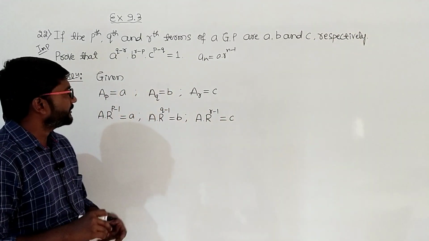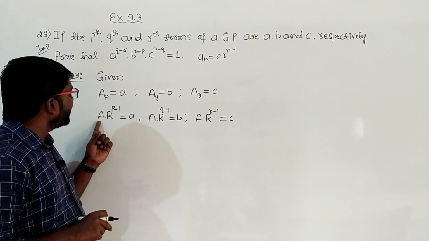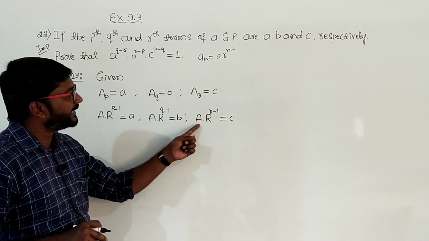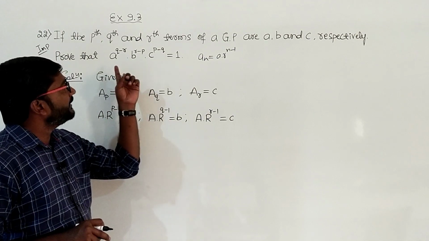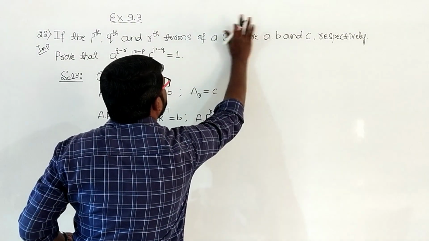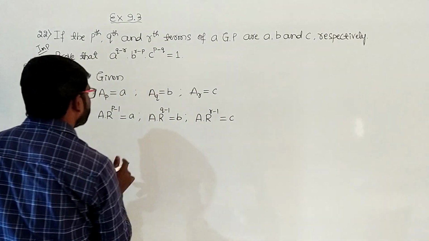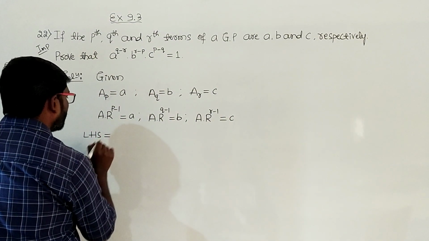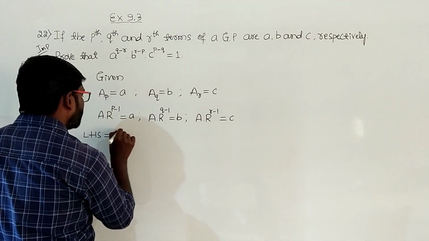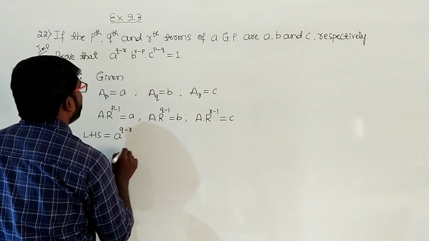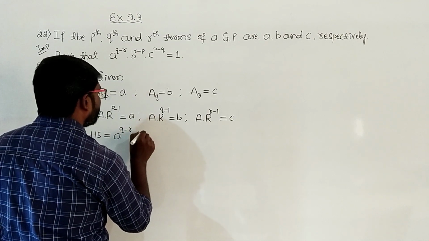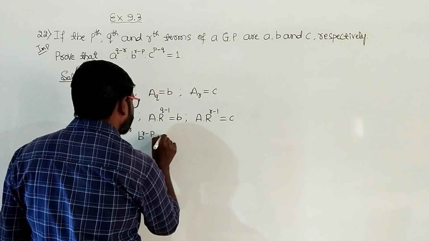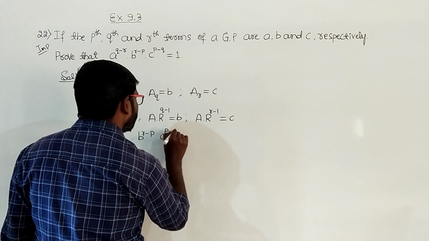Is that clear? So the pth term is A into R raised to P minus 1, the qth term is A into R raised to Q minus 1, and the rth term is A into R raised to R minus 1. I will take the left hand side now. After simplifying, we should get the answer as 1. So, LHS is equal to a to the power Q minus R into b to the power R minus P into c to the power P minus Q.